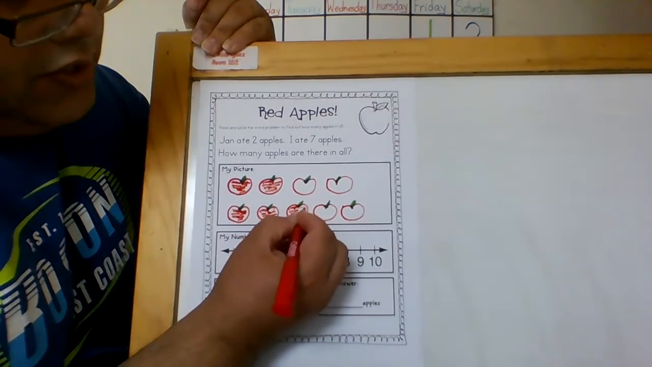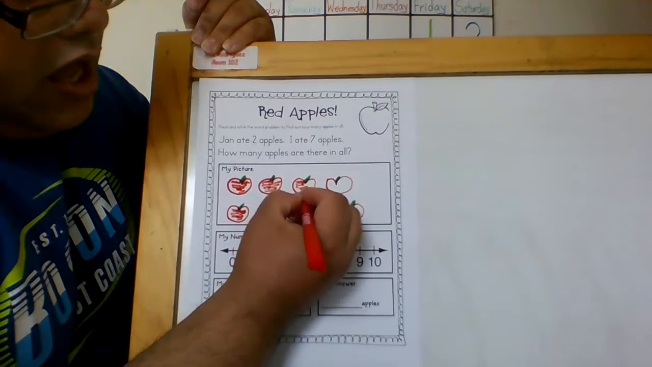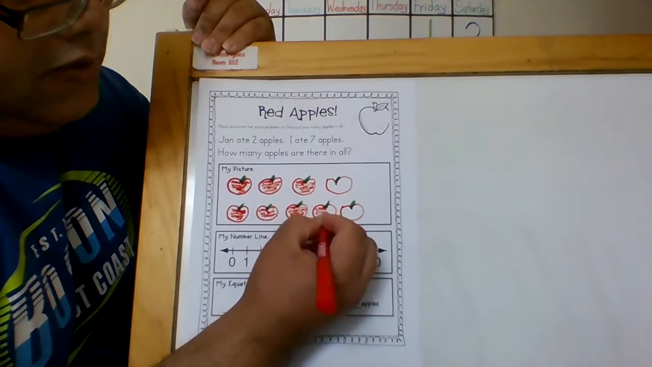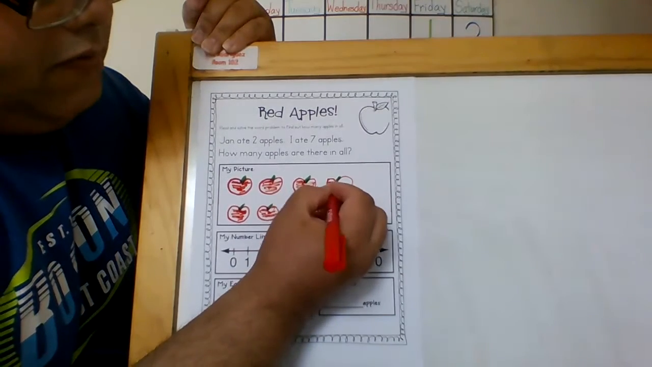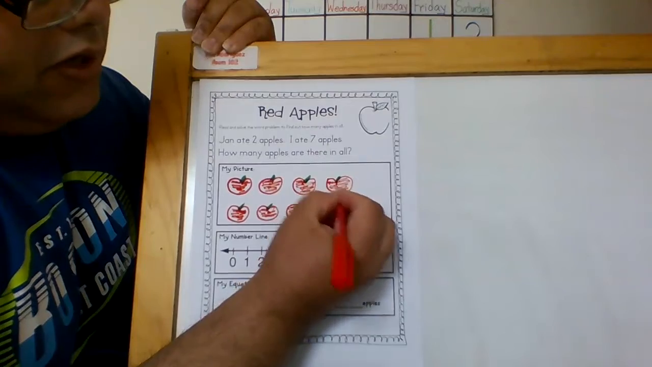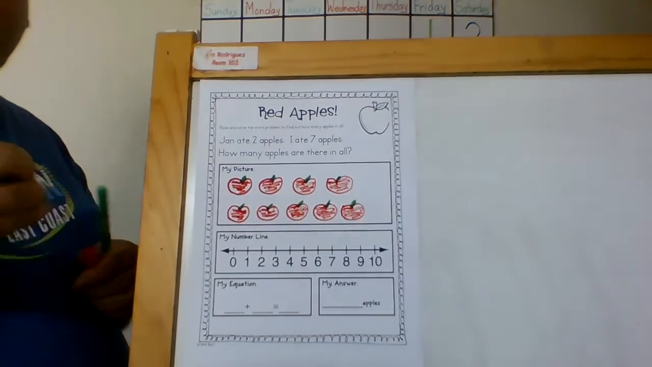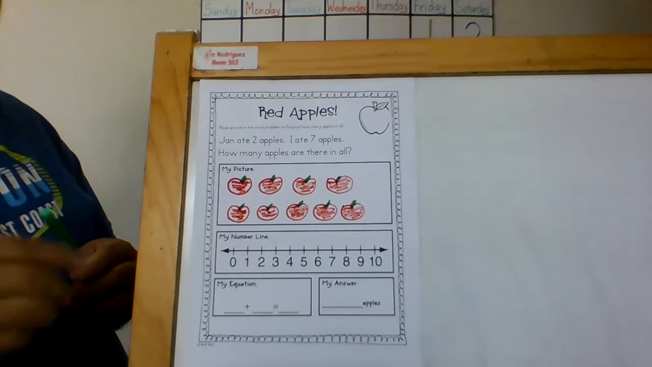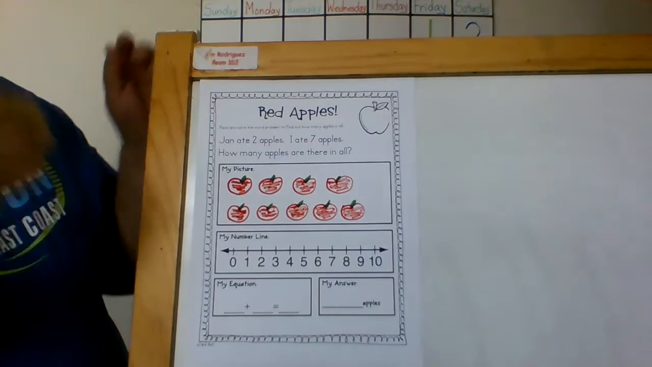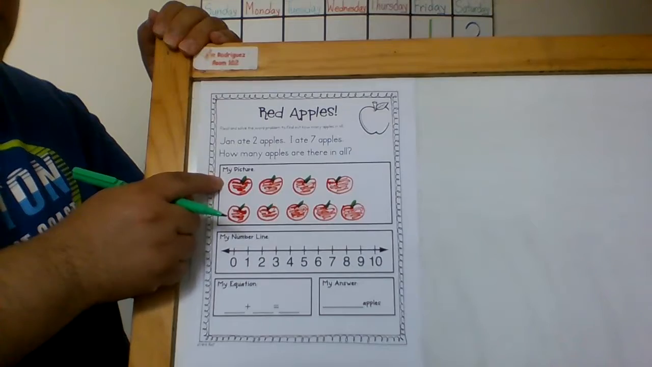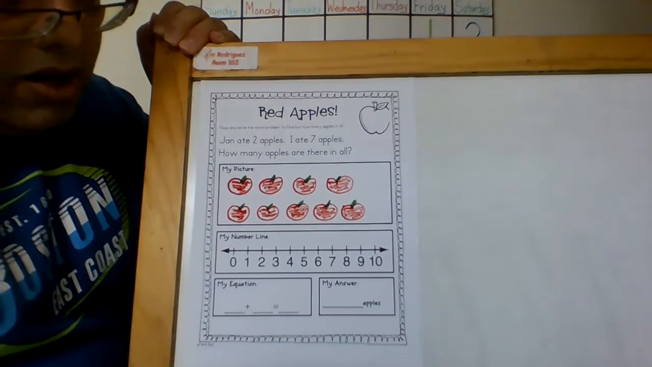So, Jan ate 2 apples. I ate 7 apples. That means I was hungry. I was really starving here, and I ate a lot. But they want us to know how many we have in all. So here we go. Ready? The number line is the second step. The first one was drawing the picture. The second is on the number line.